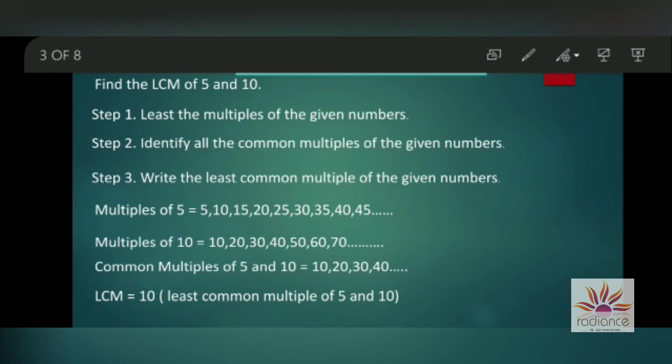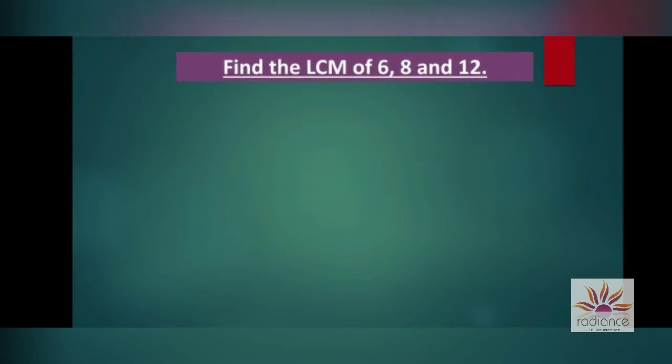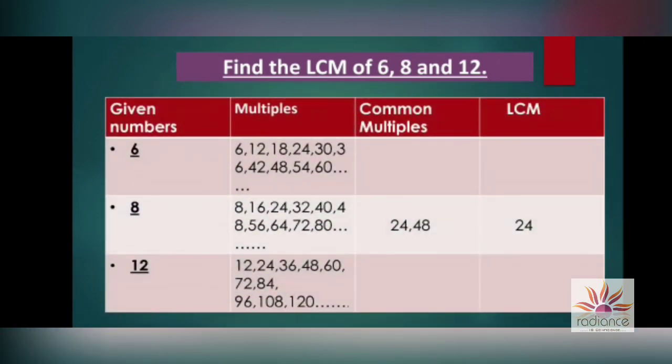Now coming to the next topic. What is that? Yes, find out the LCM of 3 numbers. Yes, what are the given numbers? 6, 8 and 12. So yes, we have a table on the screen. We need to recall our steps, whatever we have discussed previously. Okay, so the given numbers are 6, 8 and 12. What was the first step?